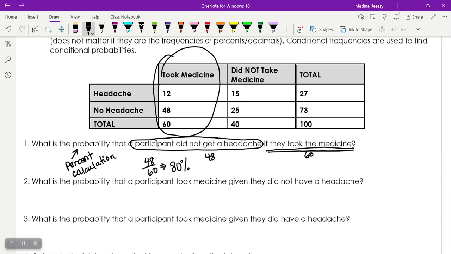So now I want to test you. I want you guys to test yourself. That way you pick the correct three numbers to work with. Are we clear? So in this first question, we work with the 12, 48, and 60. Okay. The next one says, what is the probability that a participant took medicine given that they did not have a headache? So which numbers are we going to be working with?